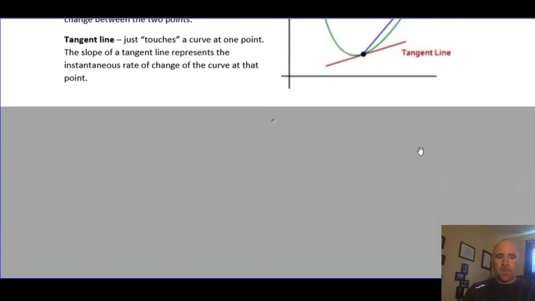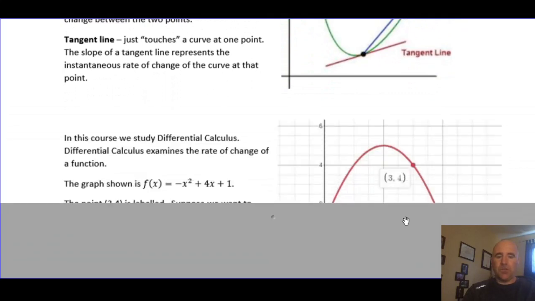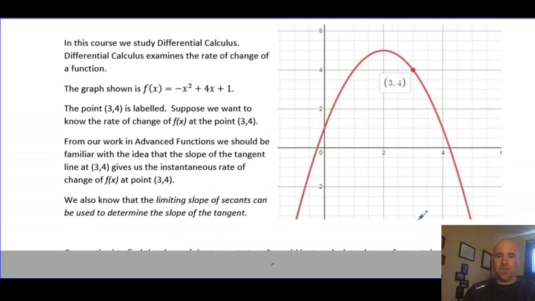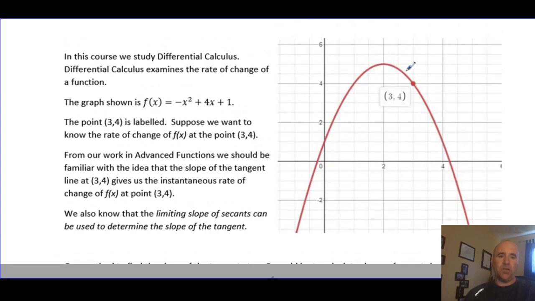Now, in this course, we're going to look at what's called differential calculus. Differential calculus talks about the rate of change of curves. So the whole goal of differential calculus is to talk about how we can find the rate of change of a curve. Now, obviously, it gets a little bit more complicated than that, but that's what we're going to look at.